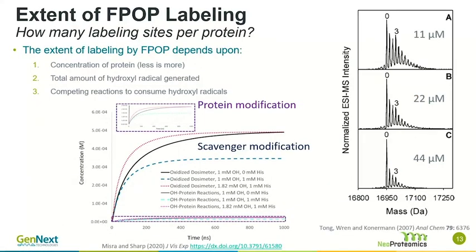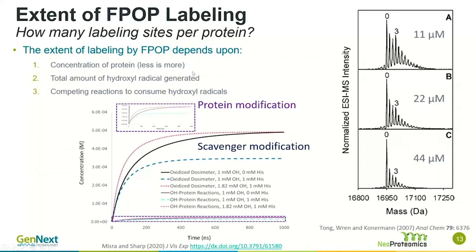Okay, and the last thing we want to keep in mind is the extent of FPOP labeling. And by extent of FPOP labeling, we mean how many labeling sites do we get per protein on average. The extent of FPOP labeling depends on 3 things. The first thing is the concentration of protein, and this is actually a little counterintuitive for some people.